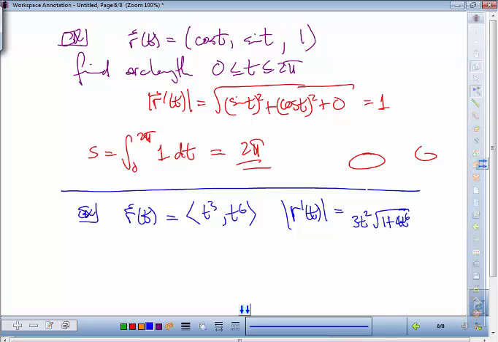So in non-helix examples, you're going to be faced with integrals that generally would look a lot more complicated. And this one, you could probably do some fancy trig substitution to find the arc length. But in general, the arc length formula, because of the square root of each of them being squared, is going to end up being a lot messier. I didn't put limits here, so let's go from 0 to 1.